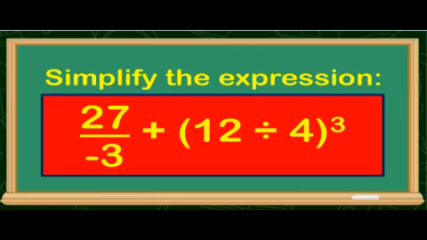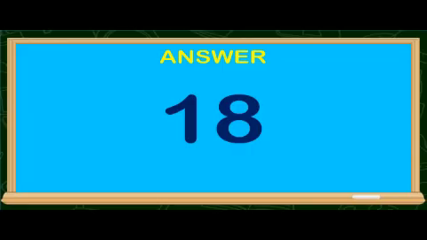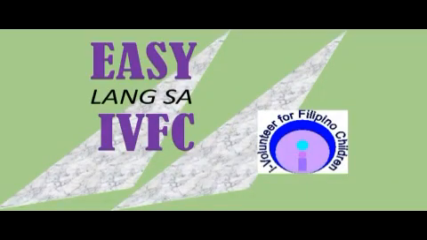27 over negative 3 plus 12 divided by 4 cubed. 27 over negative 3 is equal to negative 9. And 12 divided by 4 is equal to 3. 3 cubed is equal to 27. So, negative 9 plus 27 is equal to... Tama o mali?